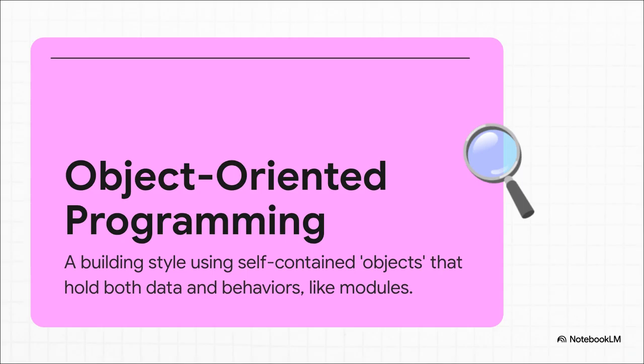The idea is, instead of building everything from scratch, piece by piece, OOP is like using high-quality, prefabricated modules. Each module, or object, is this self-contained unit that has its own data and its own functions. It makes building huge, complex applications so much more manageable.